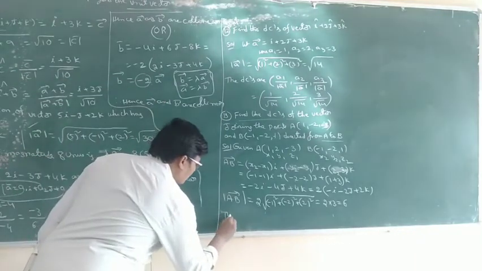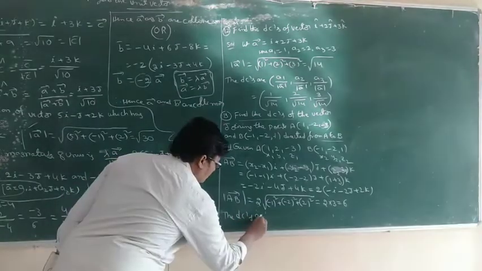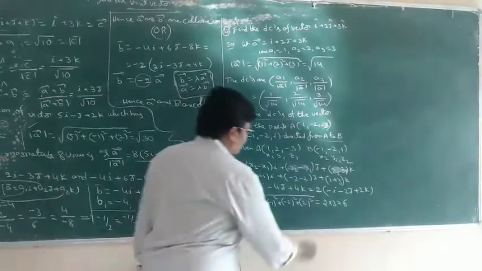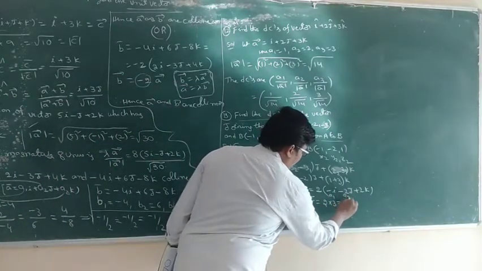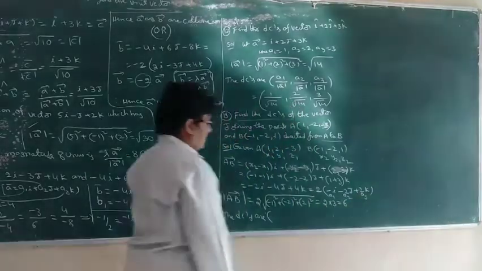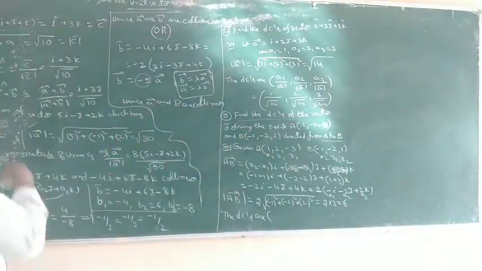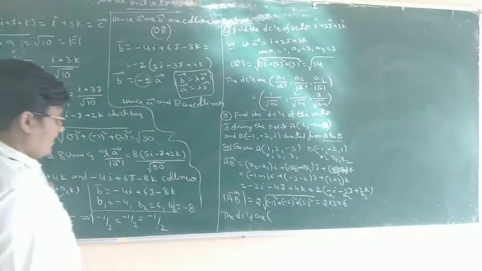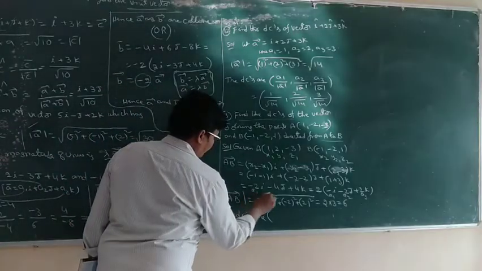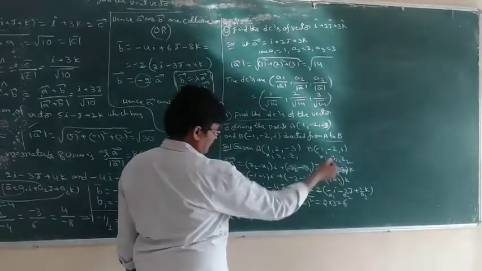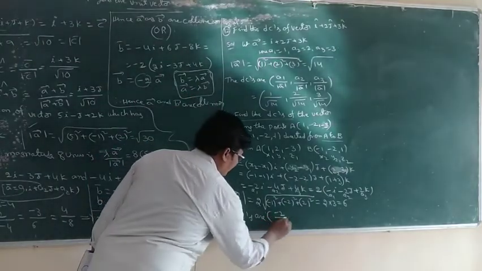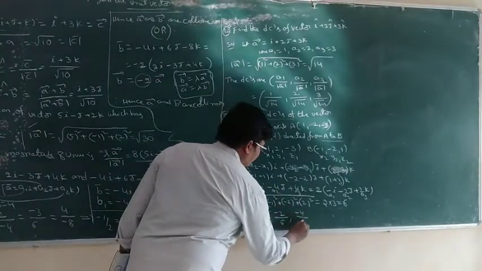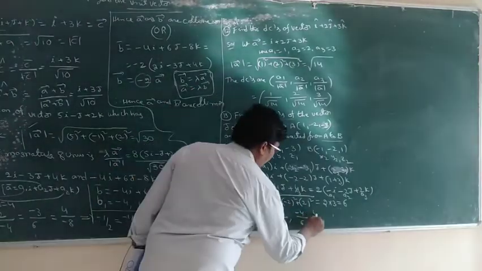So the direction cosines. What is the formula? Direction cosines formula: A1, A2, A3 by the modulus. Here this is A1, A2, A3, and this is also A1, A2, A3. Both are the same. So minus 2 by 6, minus 4 by 6, next 4 by 6.